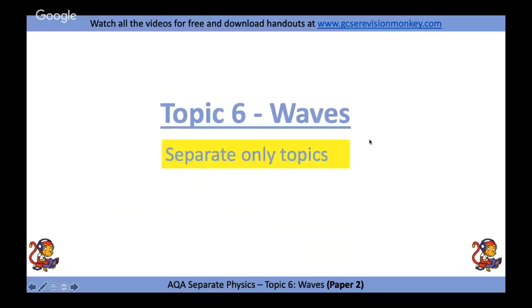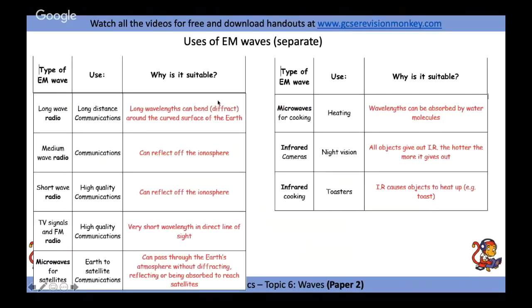Okay, waves topic. So in the waves topic, you need to know just a little bit more in depth about each of the individual waves. And so for long radio waves, it's used for long distance communication. The reason why it can be used for transmitting around the Earth is it can bend or diffract around the surface of the Earth. Medium wave radio can reflect off of the ionosphere.